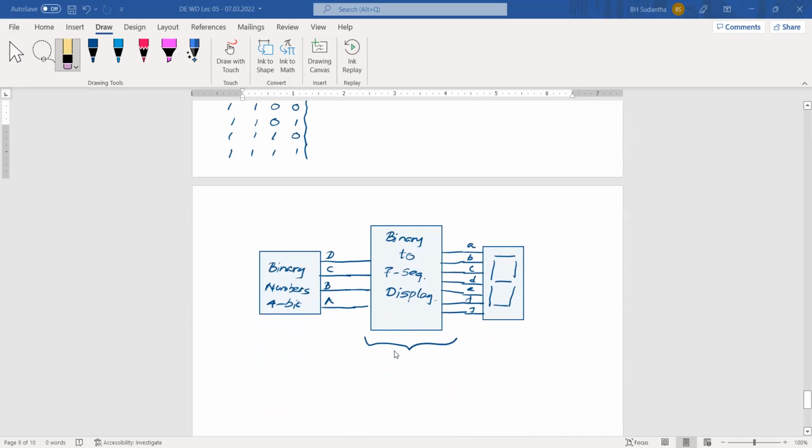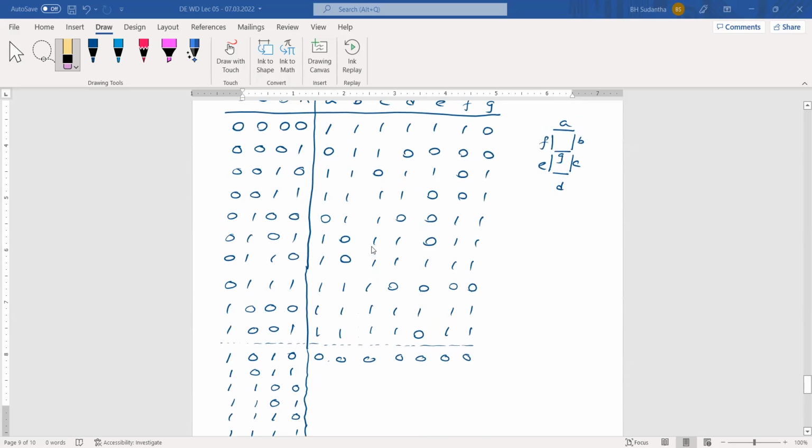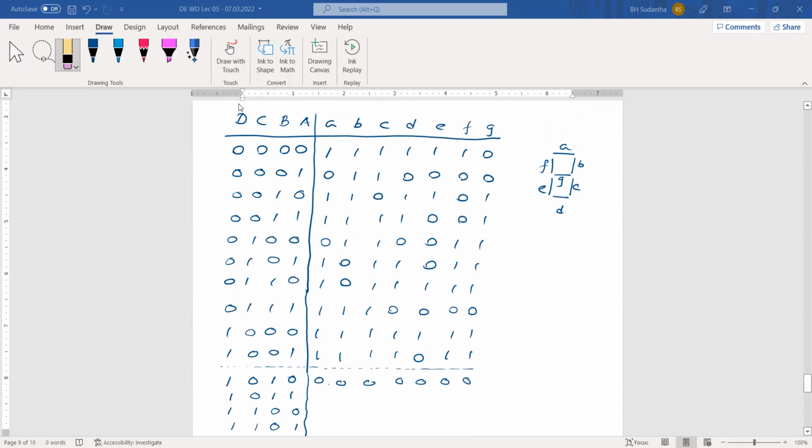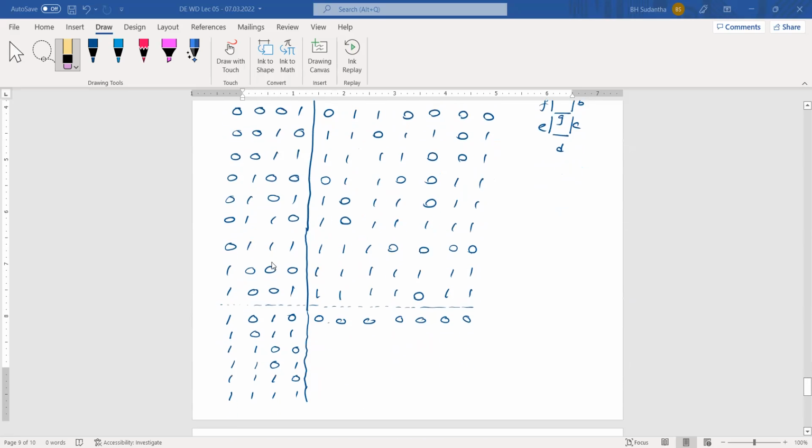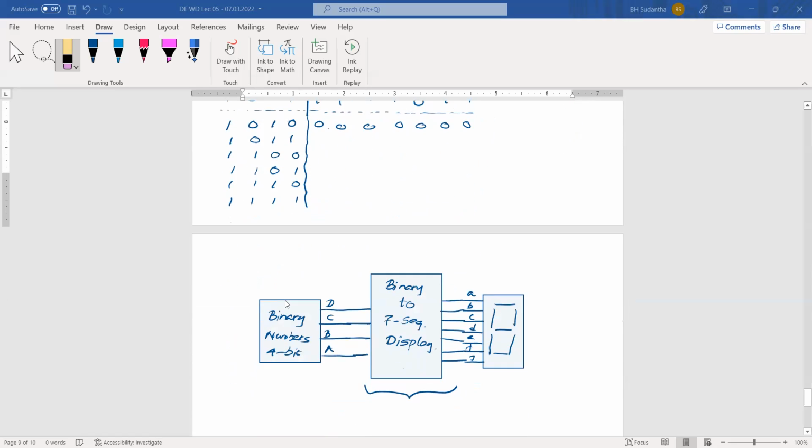But in this case, we have a problem. When we say binary to 7 segment display, we haven't taken all 16 patterns. From 0000 to 1111, 16 patterns are there, all binary 16 patterns, but we haven't taken the last six patterns. Because of that, we can't say it's a binary to 7 segment decoder.